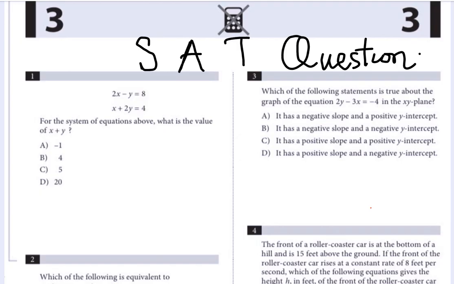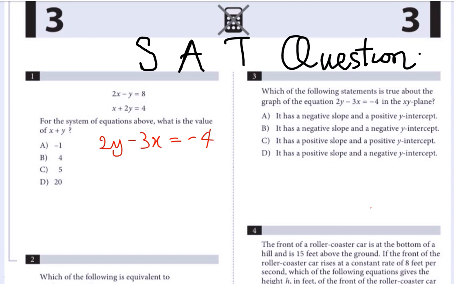Now look at this particular question 3. The question says, which of the following statements is true about the graph 2y minus 3x equals -4 in the xy plane? Look at the options.